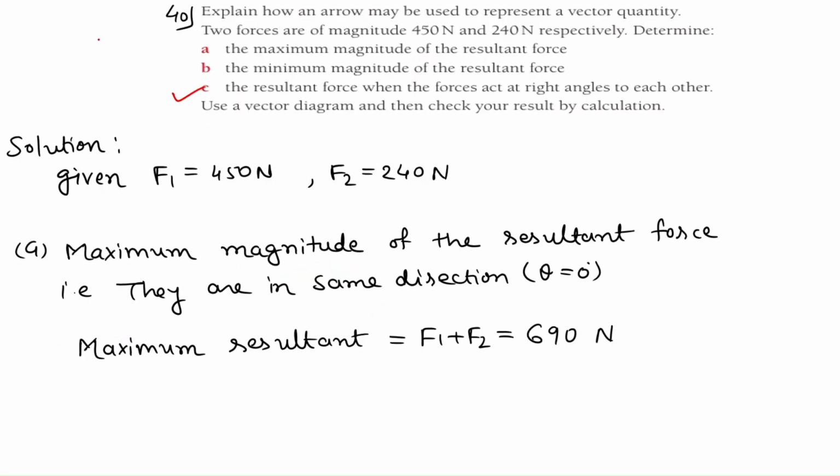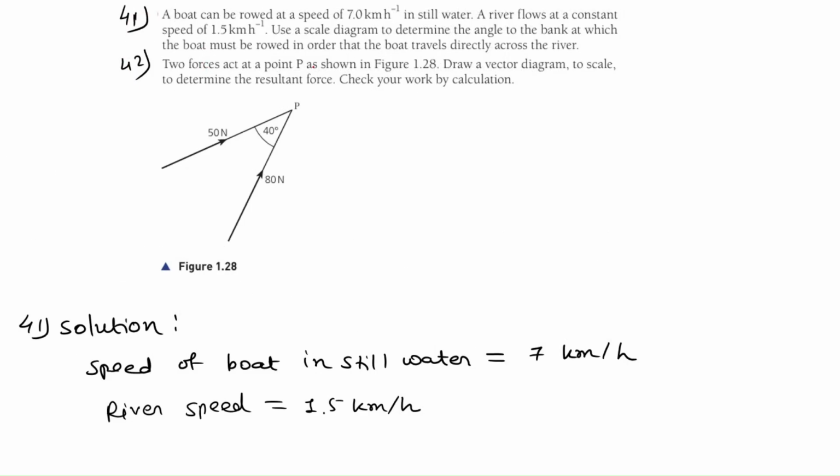Now that is all about question number 40. Now we move on to question number 41. A boat can be rowed at the speed of 7 km per hour in still water. A river flows at the constant speed of 1.5 km per hour. Use a scale diagram to determine the angle to the bank at which the boat must be rowed in order that the boat travels directly across the river.